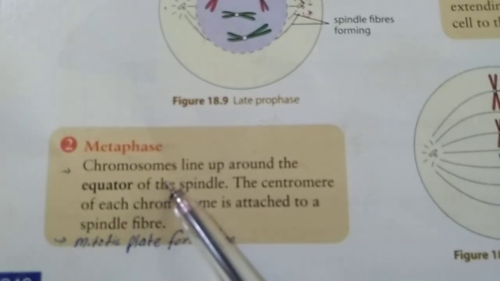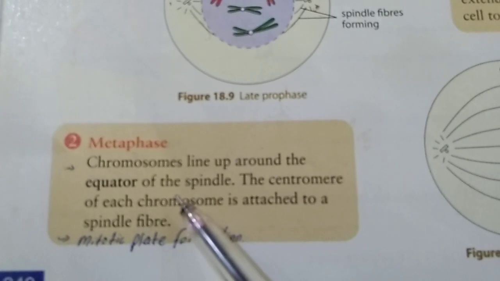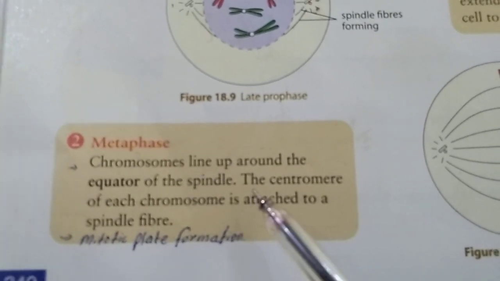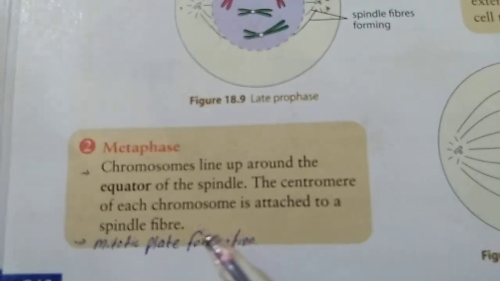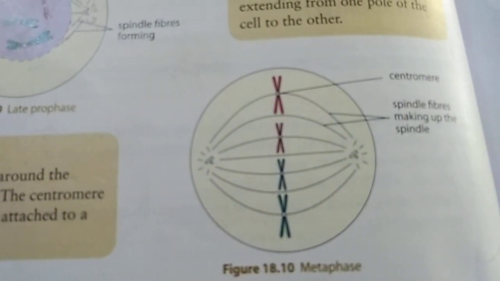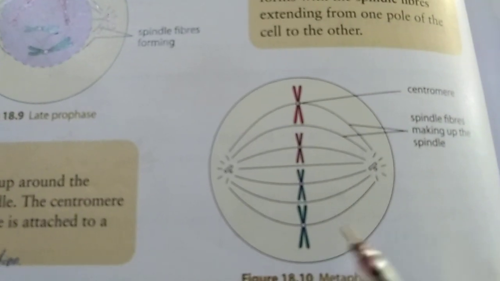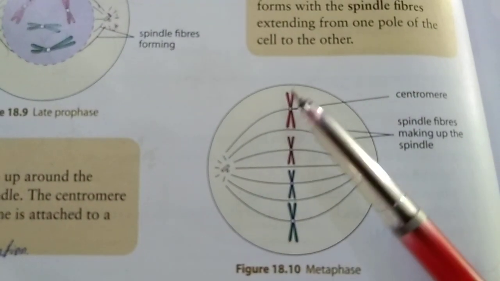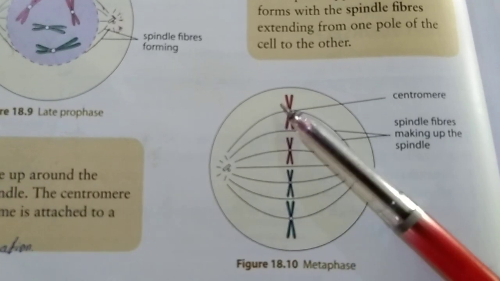Metaphase. Chromosomes line up around the equator of the spindle. The centromere of each chromosome is attached to the spindle fibers. Look at this diagram and understand the stage of metaphase. Chromosomes are arranged at the equator in a vertical position.